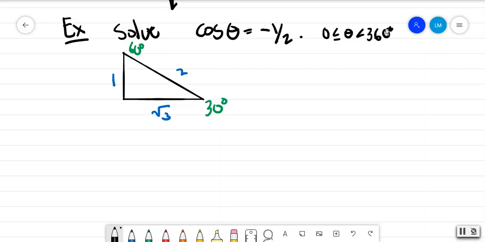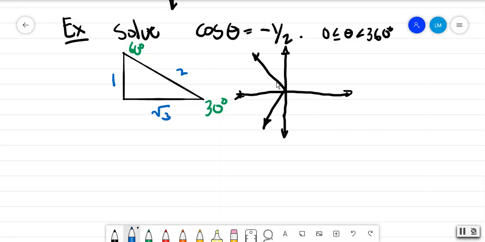Now, notice that cosine is negative 1/2. Now, I'm going to do this differently. I know that cosine is positive in the first and the fourth quadrant, so by that process, I know that it's in quadrant 2, and I also know that it's in quadrant 3. So we'll just draw like that. Okay, so we know that the first one is right there, and then we know that the second one is right there.